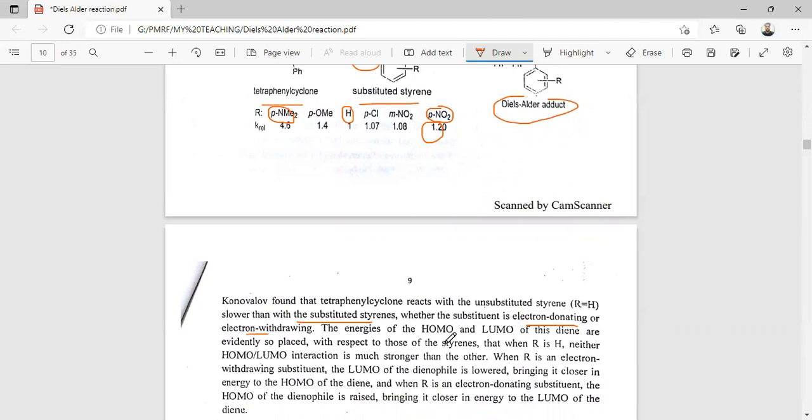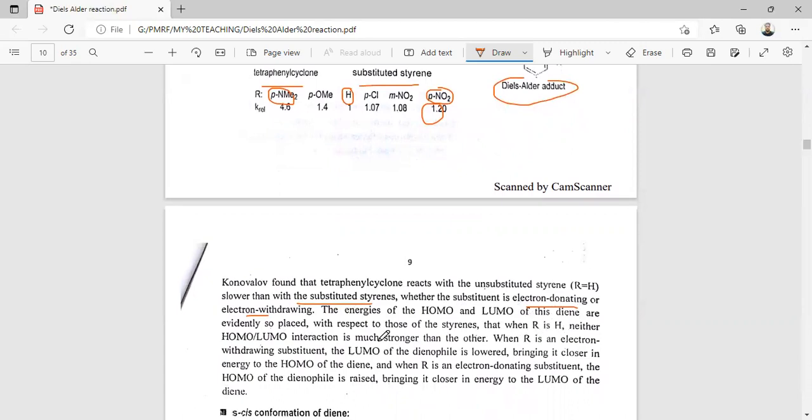So the energies of the HOMO and the LUMO of this diene are effectively split with respect to the system. When R is H, neither HOMO-LUMO interaction is much stronger than the other. When R is an electron withdrawing substituent, the LUMO of the dienophile is lowered, bringing it close to the energy of the HOMO of the diene. When R is an electron donating substituent, the HOMO of the dienophile is raised, bringing it close to the energy of the LUMO of the diene.